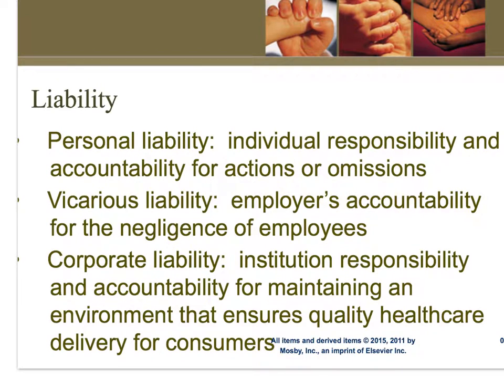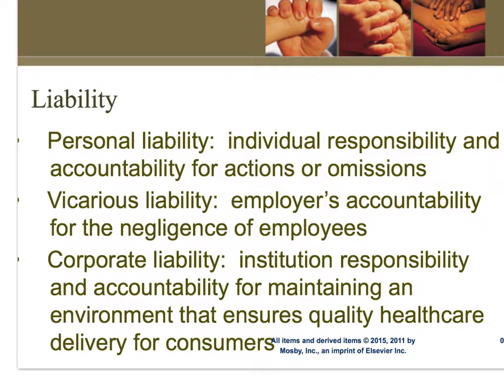Liability, there's different types. You have personal liability. This defines each person's responsibility and accountability for individual actions or omissions. Even if others can be shown to be liable for a patient injury, each individual retains personal accountability for his or her actions. The law, though, sometimes allows other parties to be liable for certain causes of negligence. This can be known as vicarious or substituted liability.